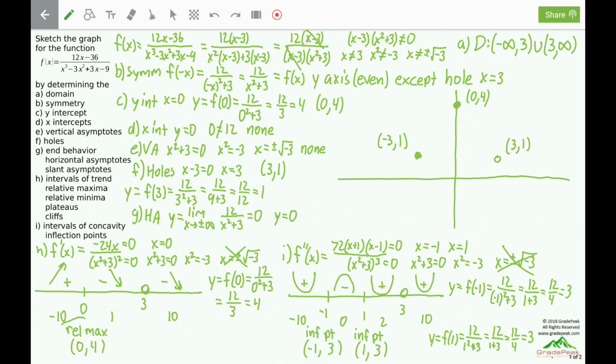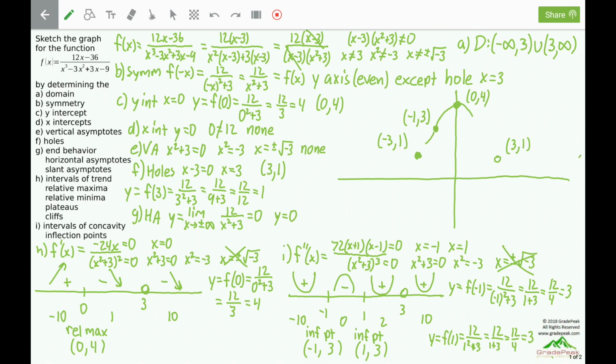We have that the point 0, 4 is a normal relative maximum, so we'll give it a normal relative maximum kind of shape, something like so. We have an inflection point at negative 1, 3. That'll be somewhere about right here, where the concavity on the left of it is concave up, so it'll start to be concave up, and on the right of it will be concave down, so it'll start becoming concave down there. And we can label that point as negative 1, 3.